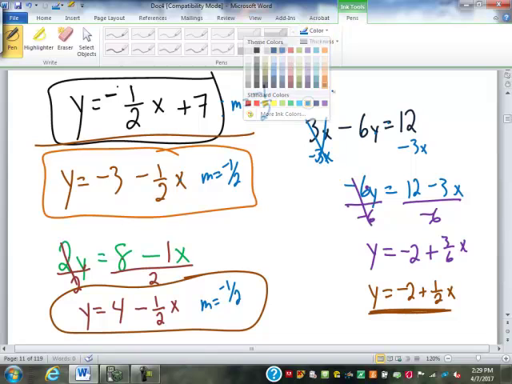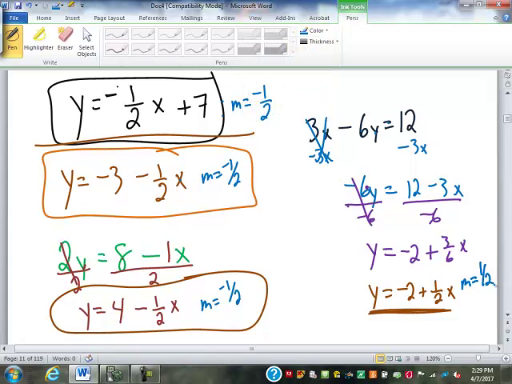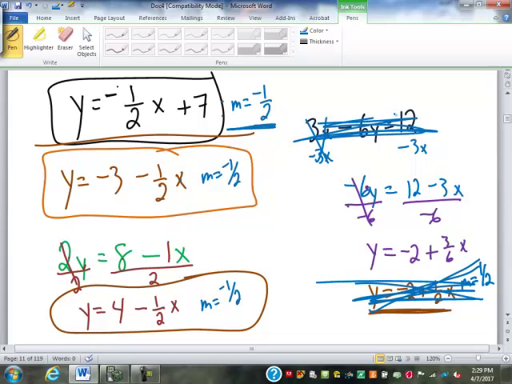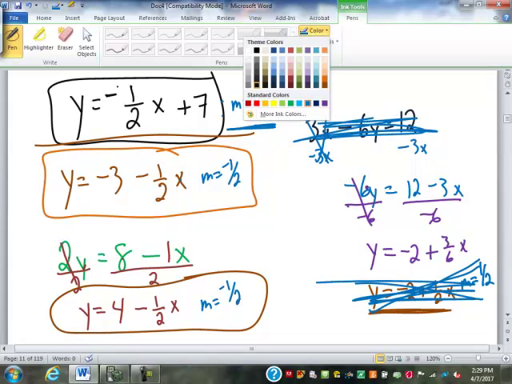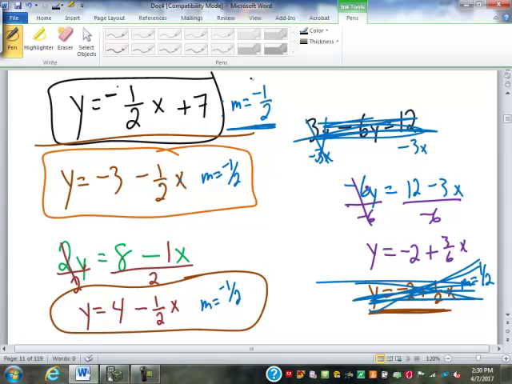Is that parallel to this original equation? Yes. What's its slope? Positive 1/2. What's the slope of this one? Negative 1/2. So they're not the same. They're similar, but they're not the same. So that equation was not parallel to the original one. So to be parallel, they have to have the exact same slope.